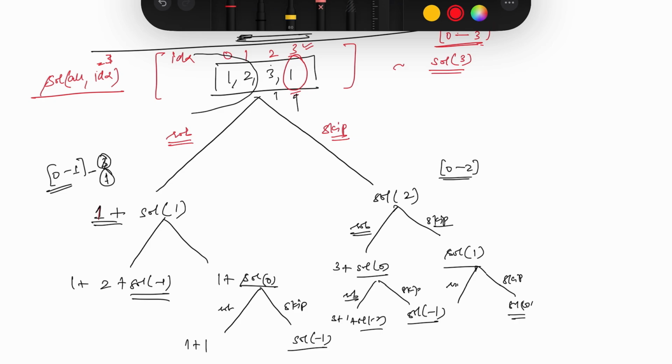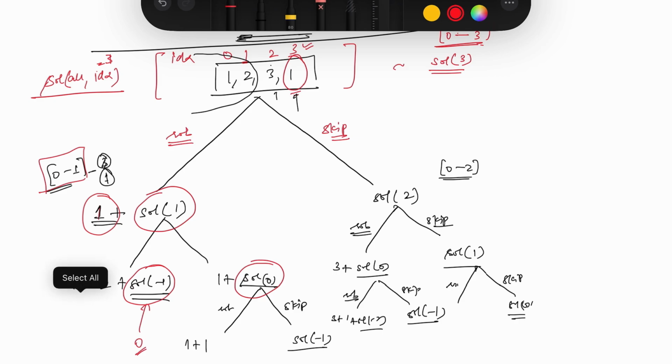Here if you see, initially I rob the house at the 3rd index. If I rob the house at the 3rd index, I cannot touch the house at 2. So till 1 I am allowed to rob the house. So this is the amount of money we got from the 3rd house. From solution of 1 we can rob the 0 and 1 houses. If we rob house 1, we have solution of minus 1, which is, if the index is less than 0, 0 amount of money we can get. Or if we skip it, we can rob the house at index 0, which is 1 plus solution of minus 2, and solution of minus 1.